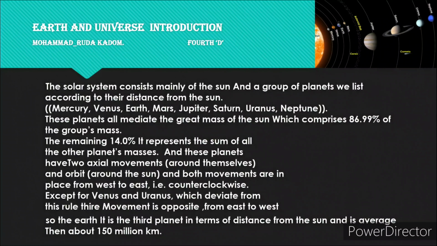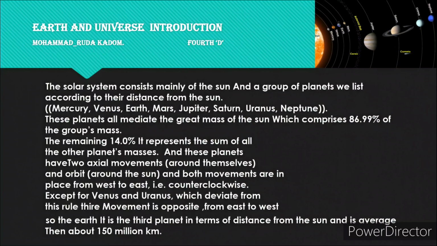The solar system consists mainly of the Sun and a group of planets we listed according to their distance from the Sun. The first planet, which is the closest one to the Sun, is called Mercury, then Venus, Earth, Mars, Jupiter, Saturn, Uranus, and the last planet, which is the farthest from the Sun, called Neptune.